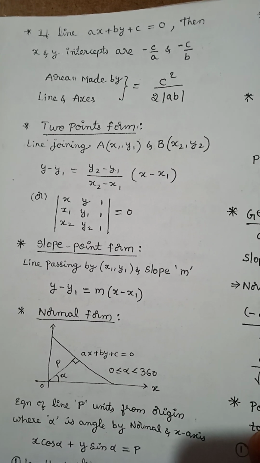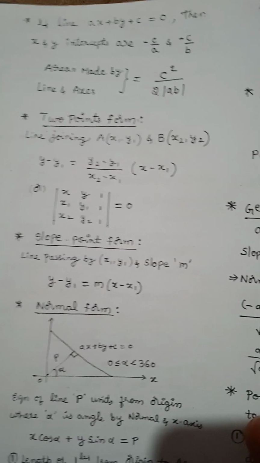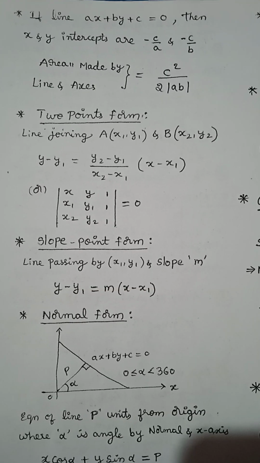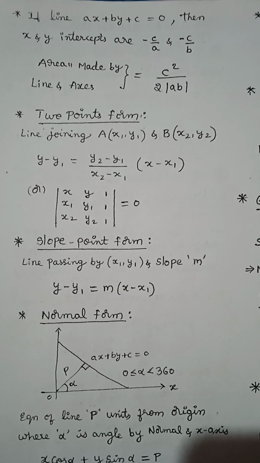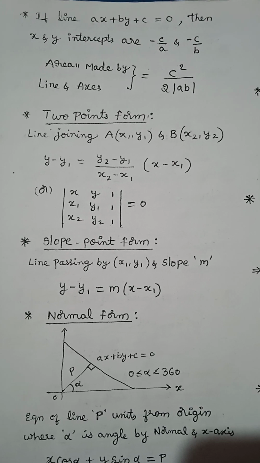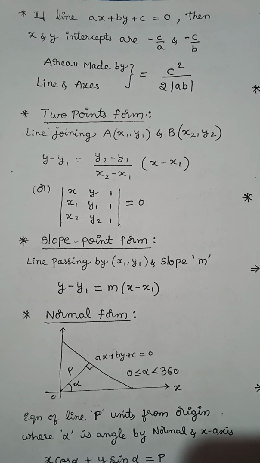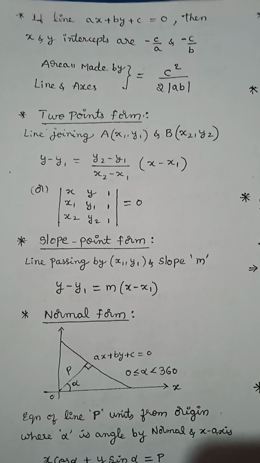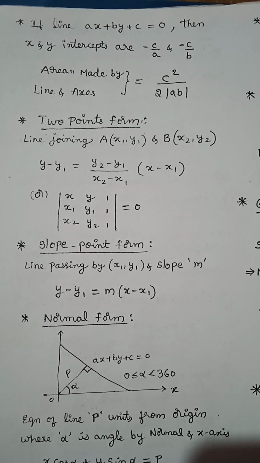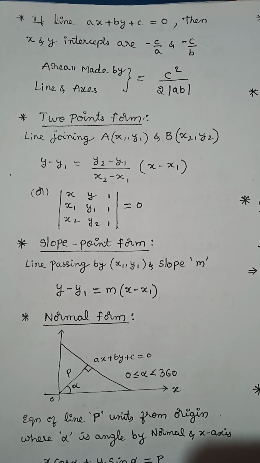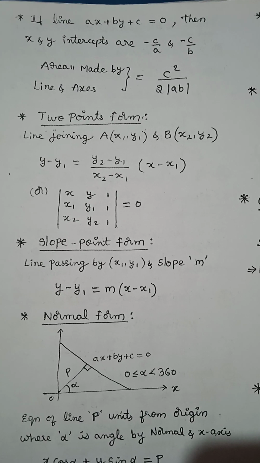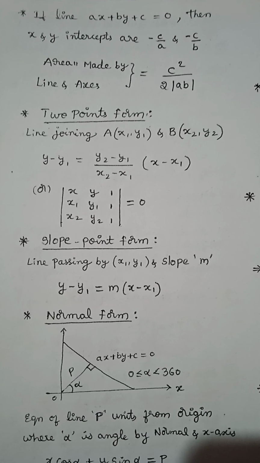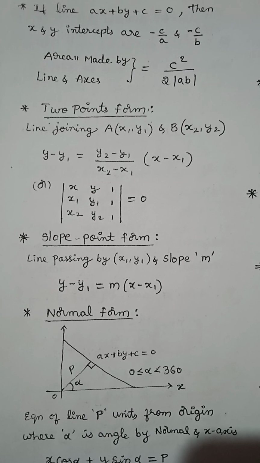If the line is ax plus by plus c equal to 0, then its x-intercept and y-intercept will be minus c by a and minus c by b, and the area made by the line and the axes is c square by 2 mod ab.